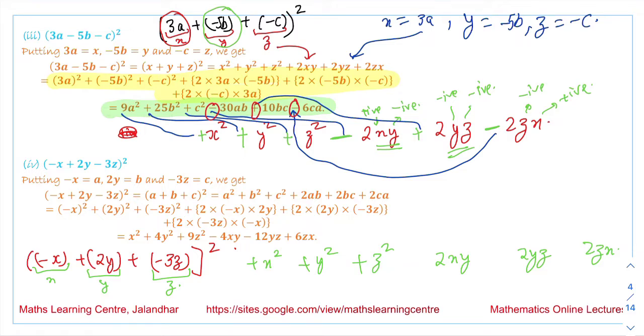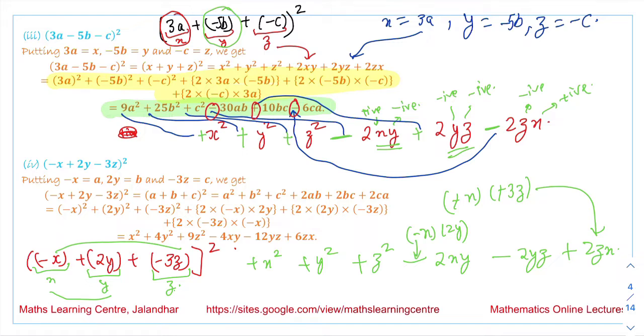This will remain positive because it is the square of all these terms. Next, x and y: x is negative, y is positive, so the answer is negative. Y and z, the answer is negative. X and z, the answer will be positive, because when you multiply minus x into minus 3z, this minus and minus will get cancelled and you will get the positive answer. When you are writing minus x into 2y, the answer is negative.